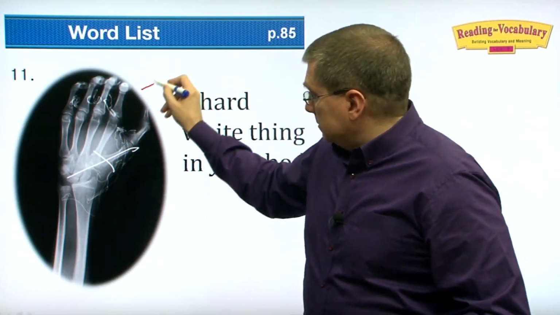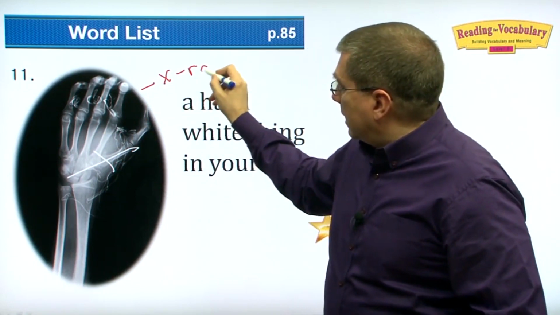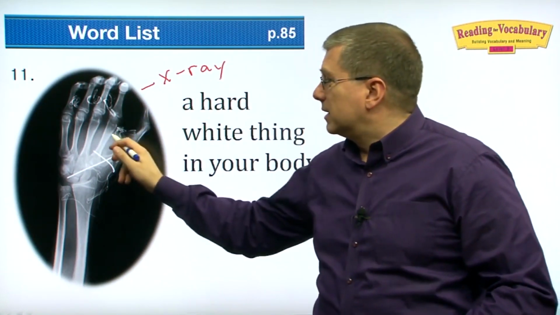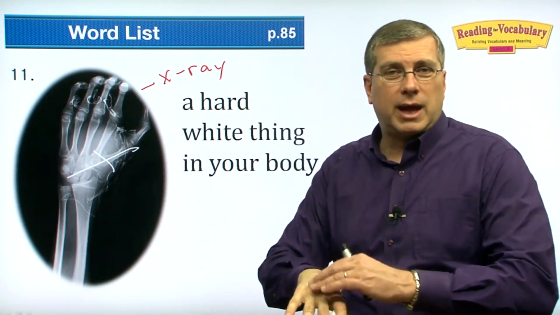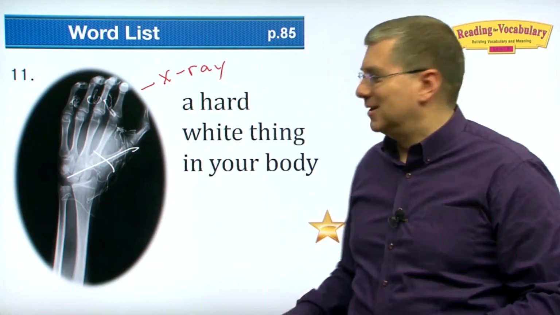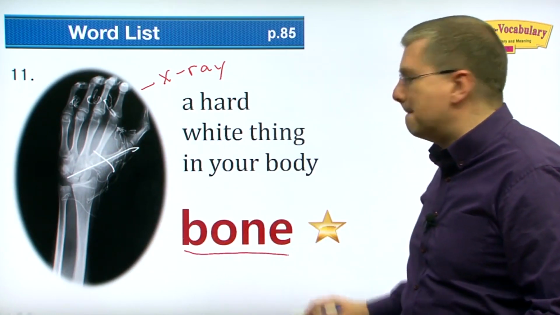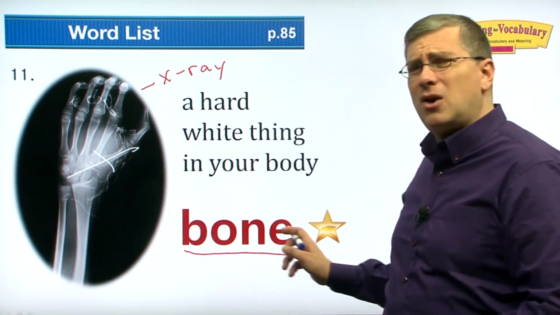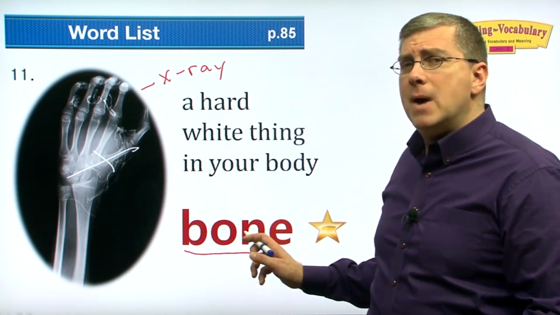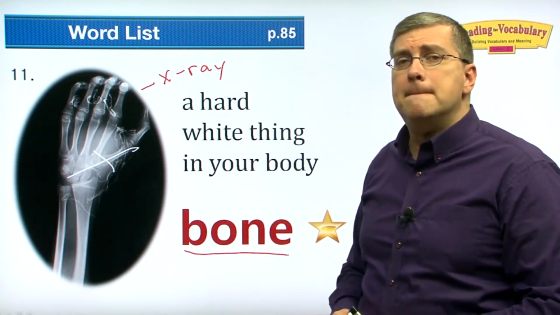11, a hard white thing in your body. This, by the way, is called an X-ray. Doctors in hospitals will use X-rays to make sure your bones are okay. I just said the word, right? To make sure there's no broken what? No broken bones. Bone. Is that a hard word to pronounce? Bone. It's very easy. Bone.